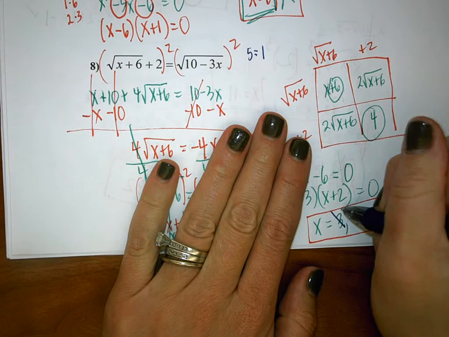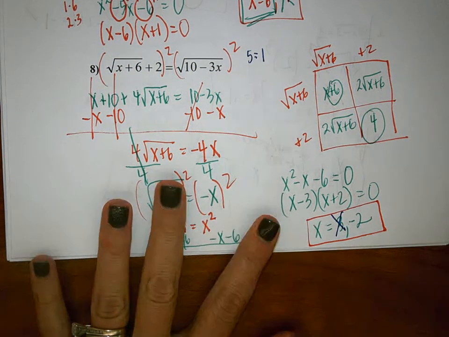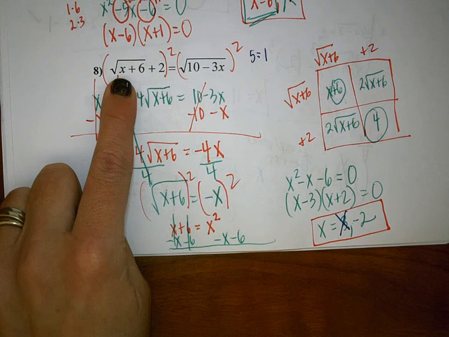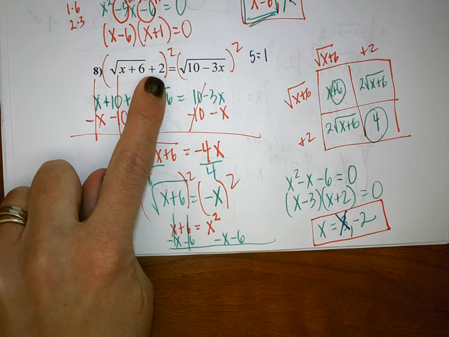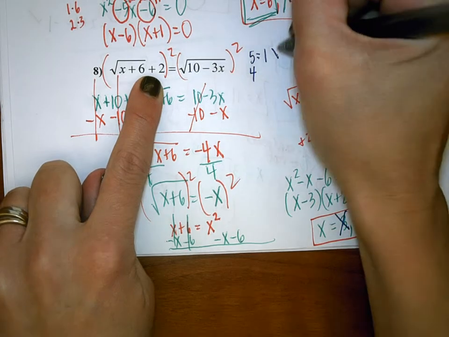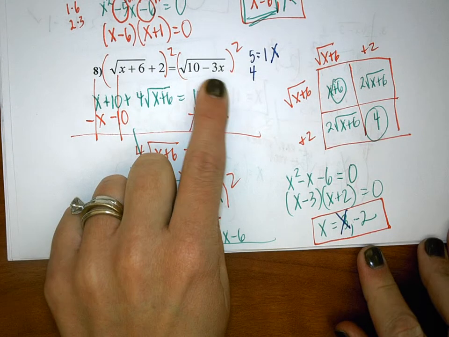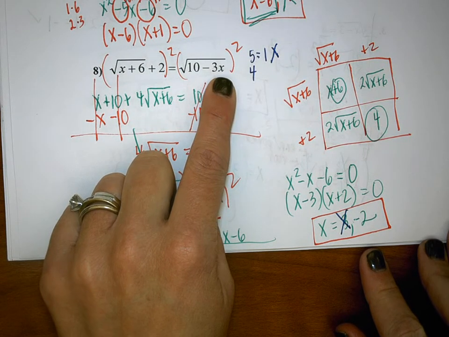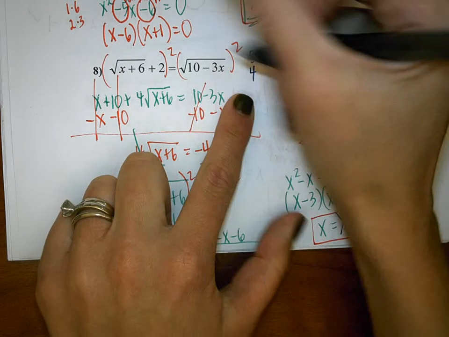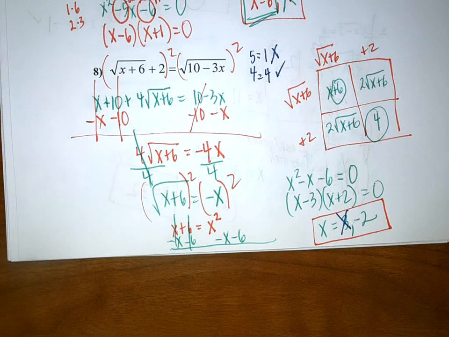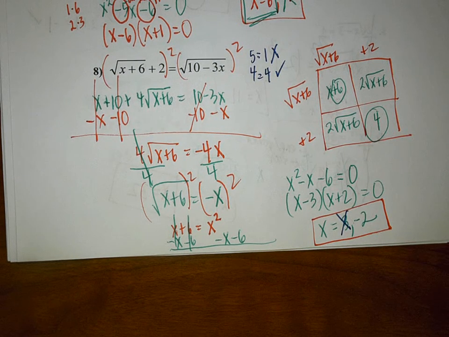Let's see if negative 2 works. If I plug negative 2 in here, negative 2 plus 6 makes 4. Square root of 4 is 2, and then 2 plus 2 is 4. Here, negative 3 times negative 2 is 6, and 10 plus 6 is 16, and the square root of 16 is 4, so that one works. So my answer is just negative 2. And we're done.